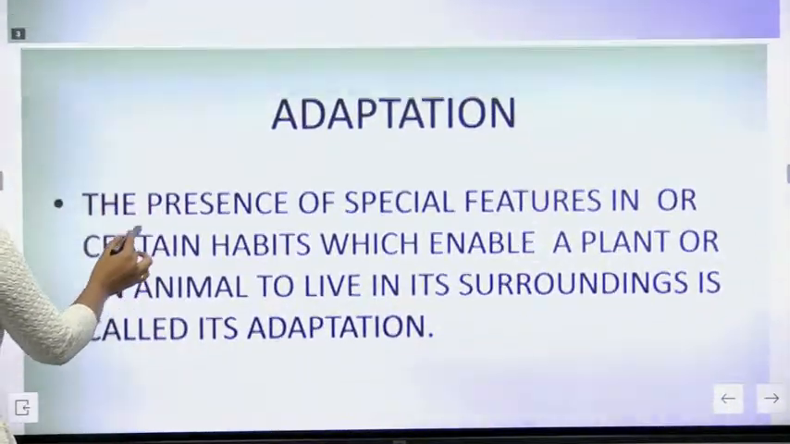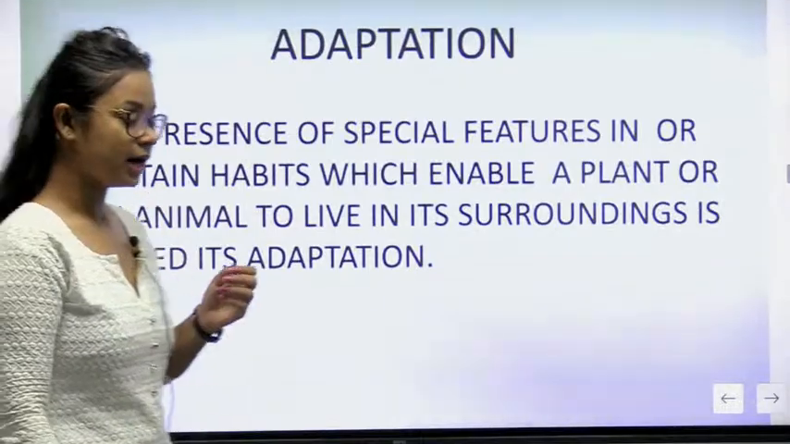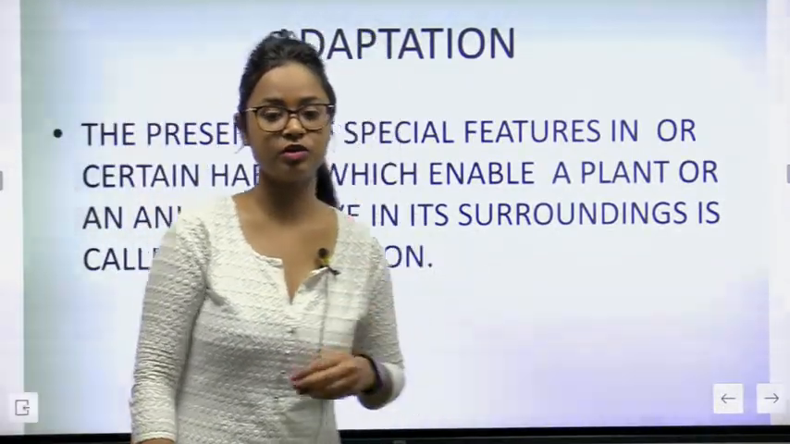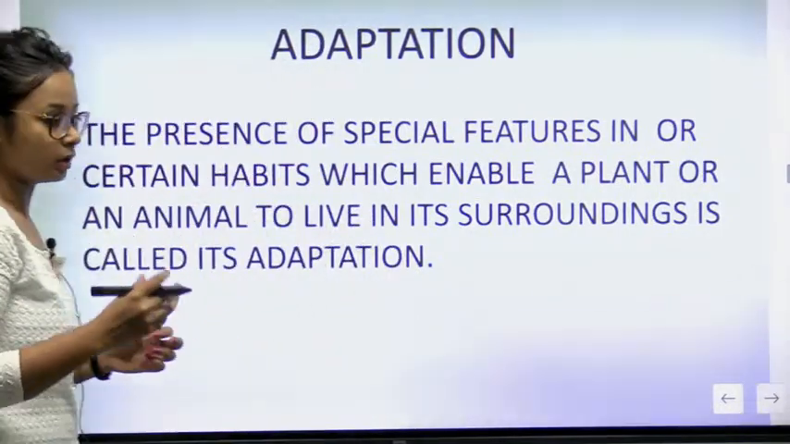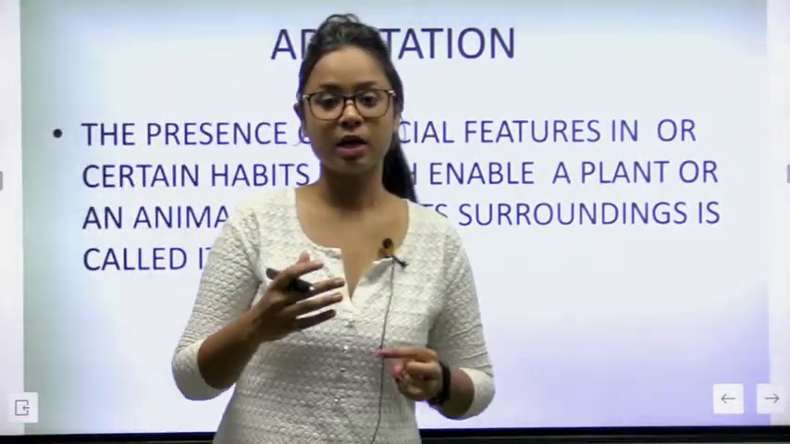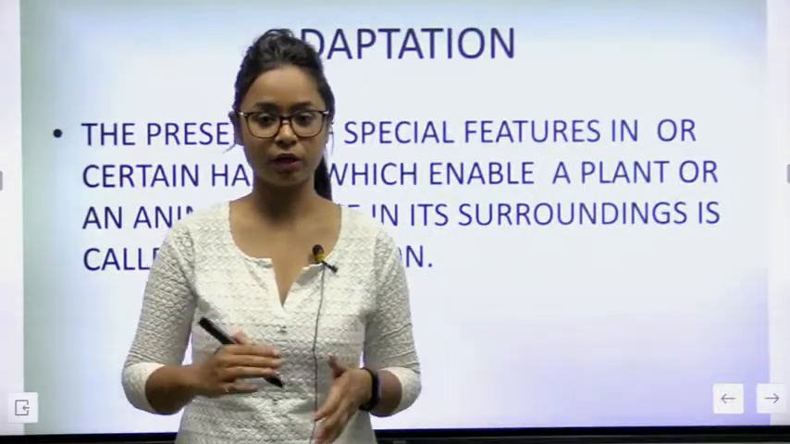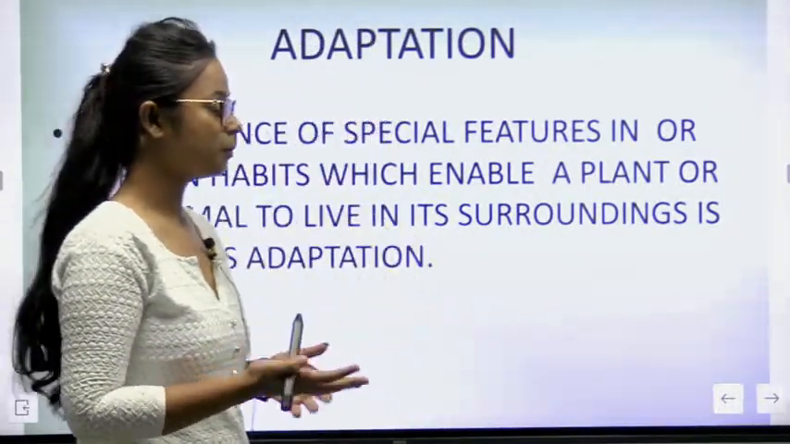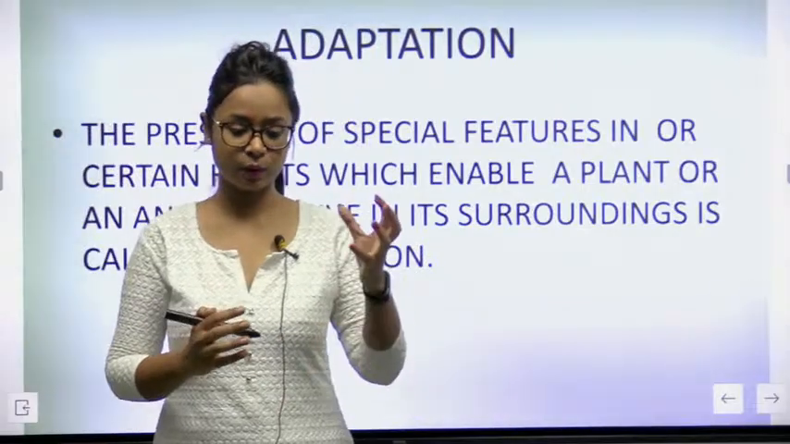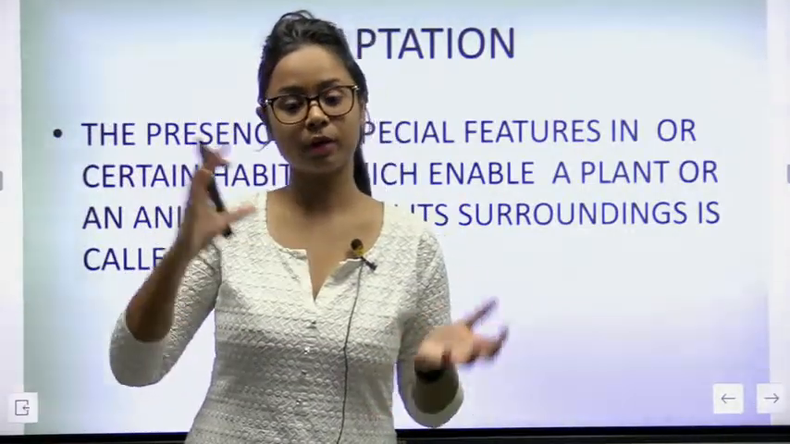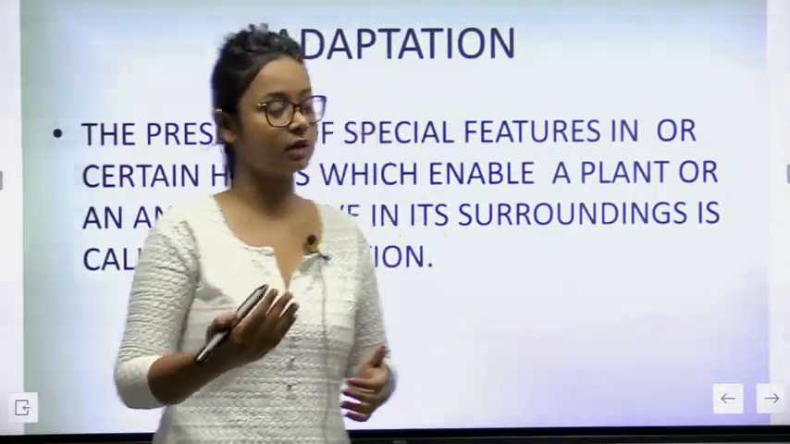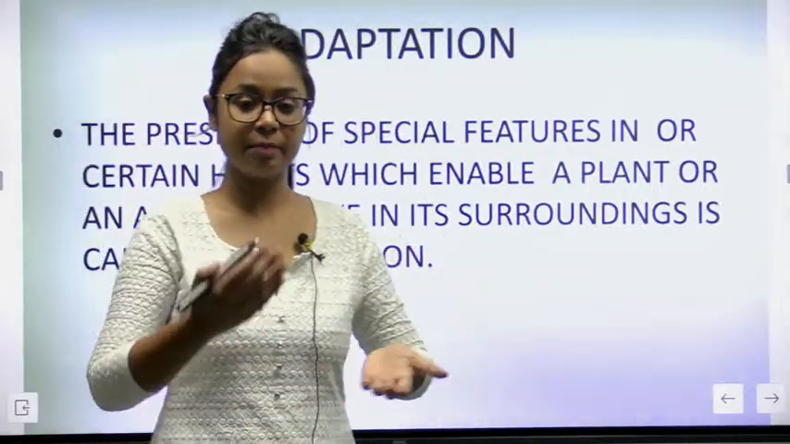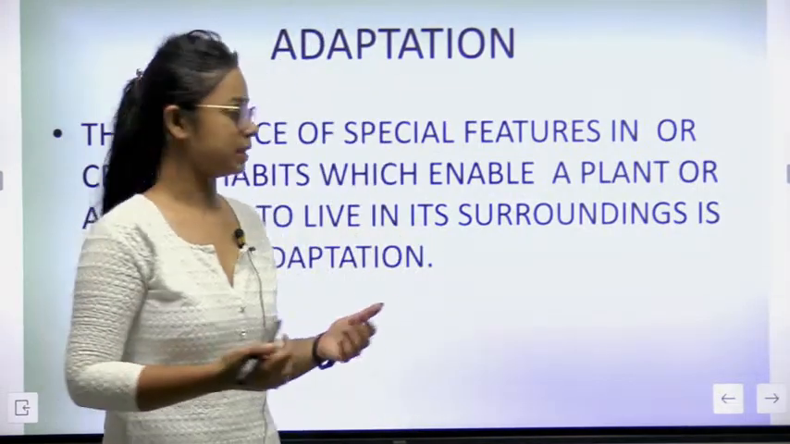Now adaptation. What is adaptation? Adaptation is a special feature in a living organism, which enables it to live in a particular region. For example, a polar bear. What happens if we take a polar bear and put it in a desert? It cannot live because that is not its feature. It means it has adapted itself to a very cold place, right?